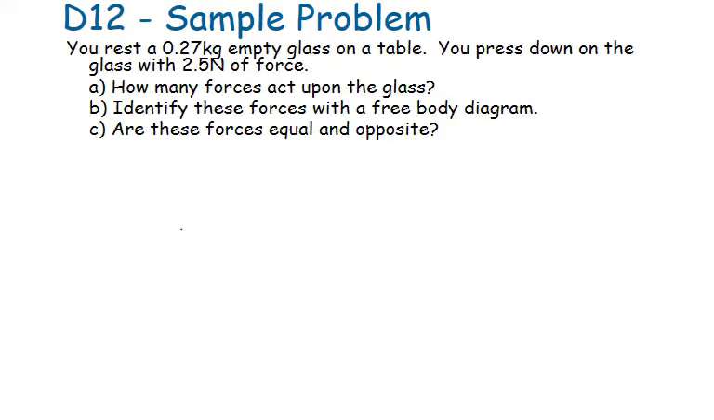Now, let's say we have this glass, and we're pushing down on the glass, and the glass's mass is 0.27 kilograms. We press down with 2.5 newtons of force. So go ahead and draw the free body diagram, determine how many forces there are, and then we're also going to go ahead and calculate what the normal force is.